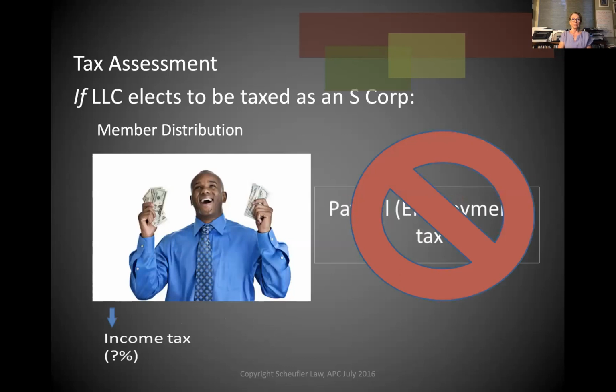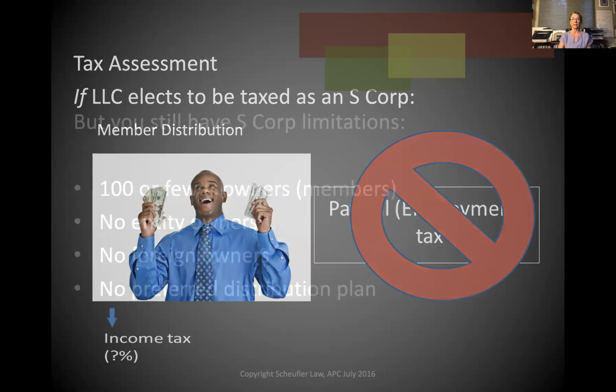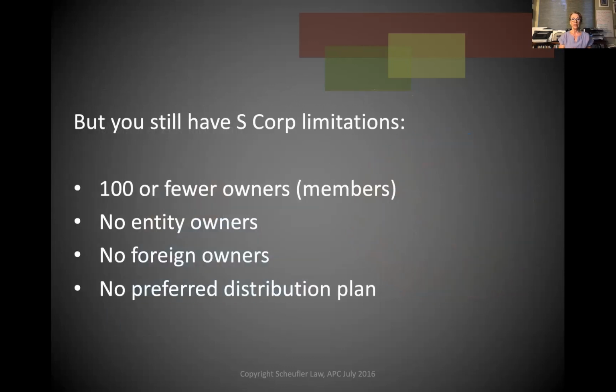If an LLC elects to be taxed as an S corporation, you can still engage in this split where there's a reasonable salary that's subject to income tax, and then there's a member distribution. The reasonable salary is subject to income tax and employment tax, and the member distribution is only subject to income tax. You're operating just like an S corporation. But an S corporation has certain limitations: 100 or fewer owners, no entity owners, no foreign owners, no preferred distribution plan.